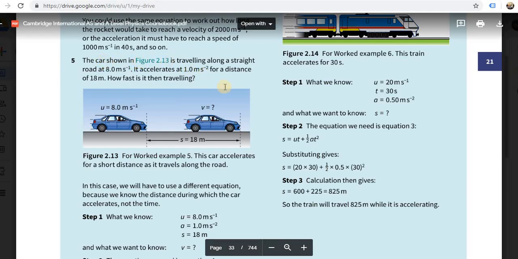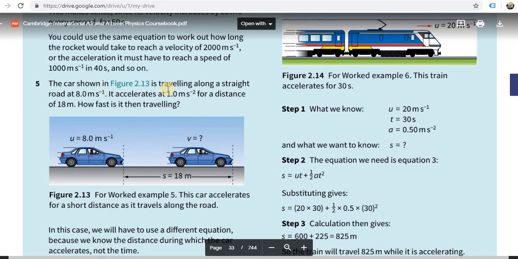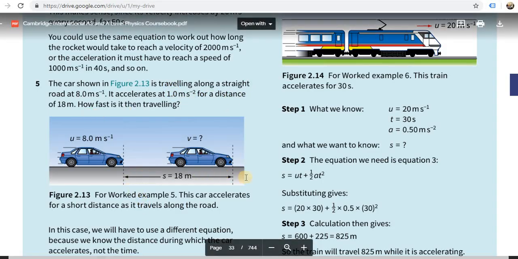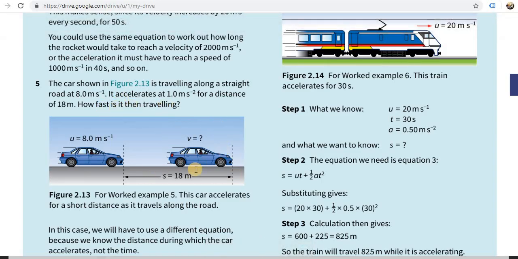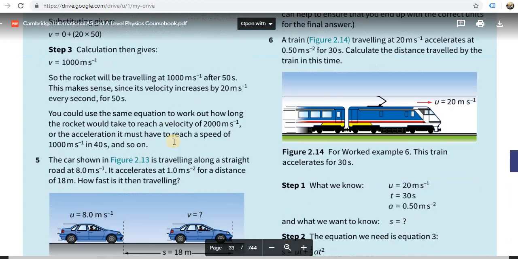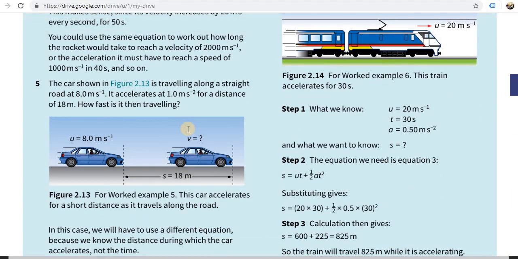The car shown in figure 2.13 is traveling along a straight road at 8 meters per second. It accelerates at 1 meter per second squared for a distance of 18 meters. How fast is it then traveling? So you have to find the final velocity. Like I mentioned previously, it's better if you can draw a diagram and list down the quantities. You can also label the quantities in the diagram. Instead of writing it down on a side, you can label all the quantities given in the question in the diagram with the unknown quantity. It becomes a lot clearer that way.